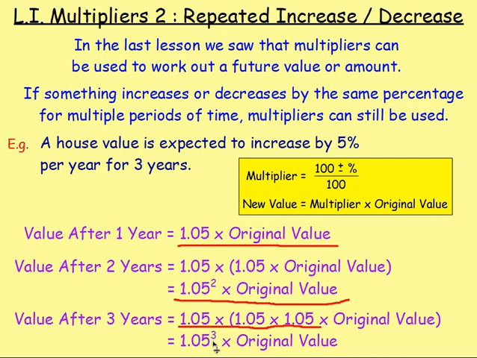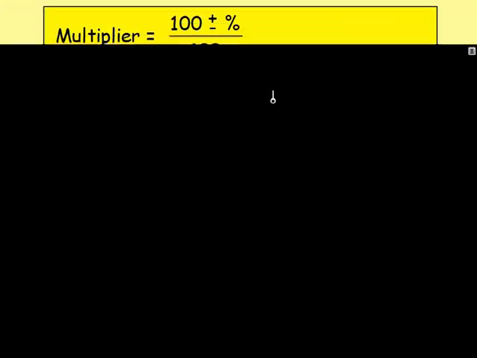There is a pattern. If you wanted to work out the value after 4 years, what would you do with the multiplier? To the power of 4. Brilliant. If you wanted to work out the value after 5 years, you would do the multiplier to the power of 5. Excellent. So we can change our formula ever so slightly.